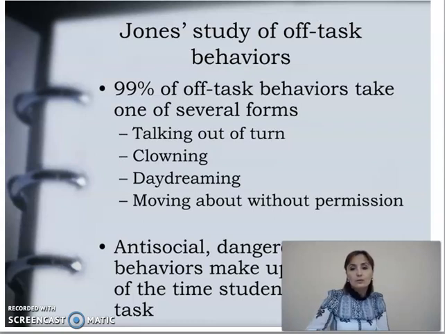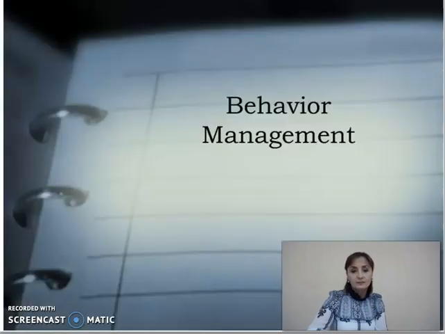Now the study of off-task behavior. 99% of off-task behaviors take one of several forms: talking out of turn, clowning, daydreaming, moving about without permission. Antisocial, dangerous behaviors make up a fraction of the time students spend off task.